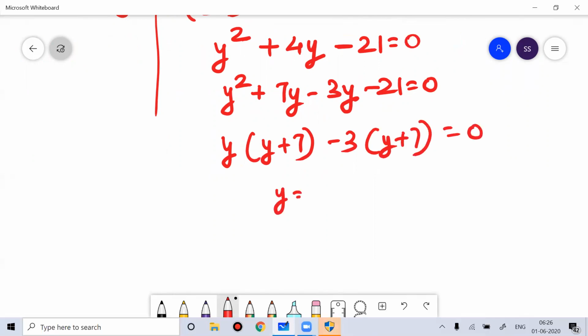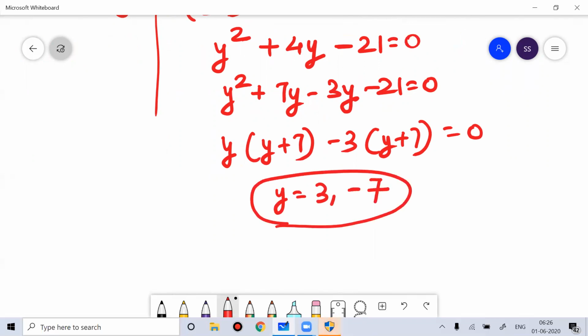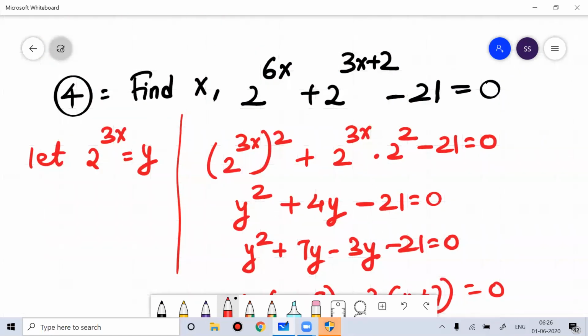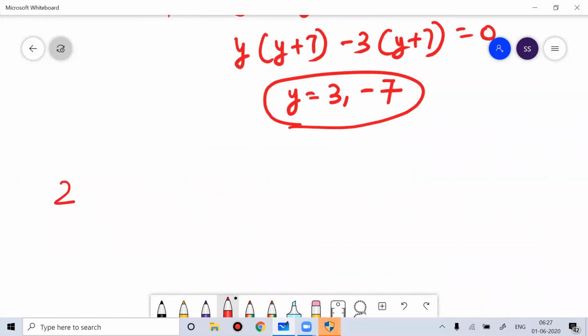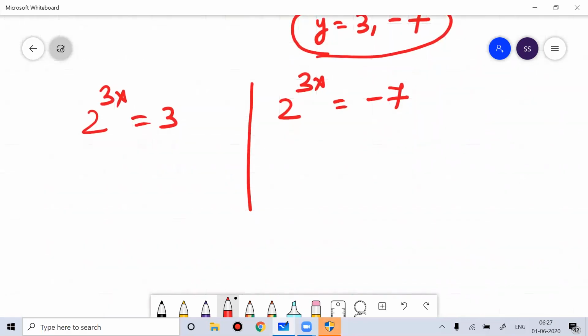So ultimately the values of y you will get are 3 and minus 7. In this question you don't have to find y, you have to find the value of x. So you know this relation: 2 to the power 3x is equal to 3, and 2 to the power 3x is equal to minus 7. So you have to find the value of x.